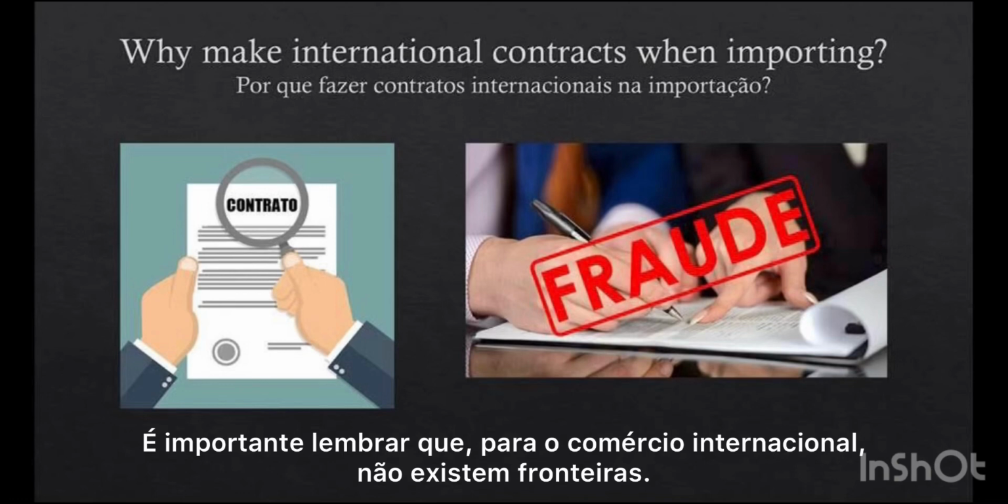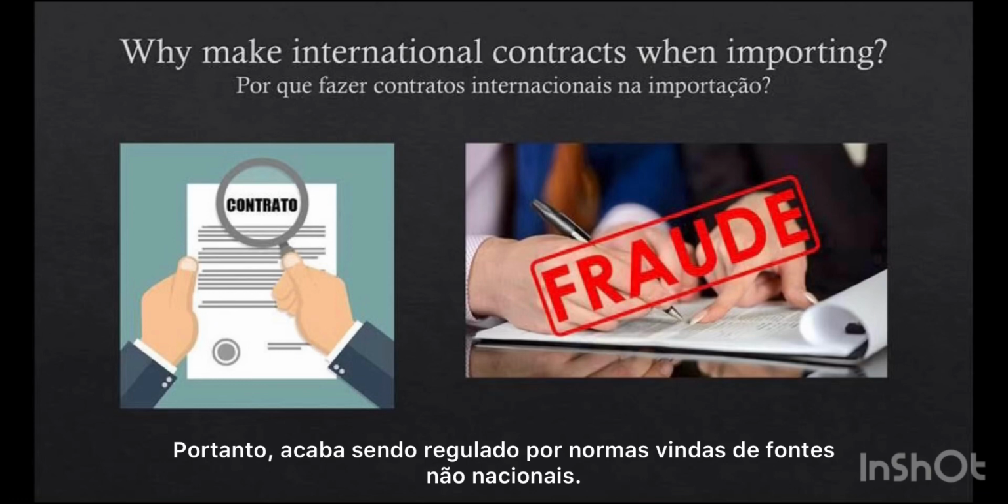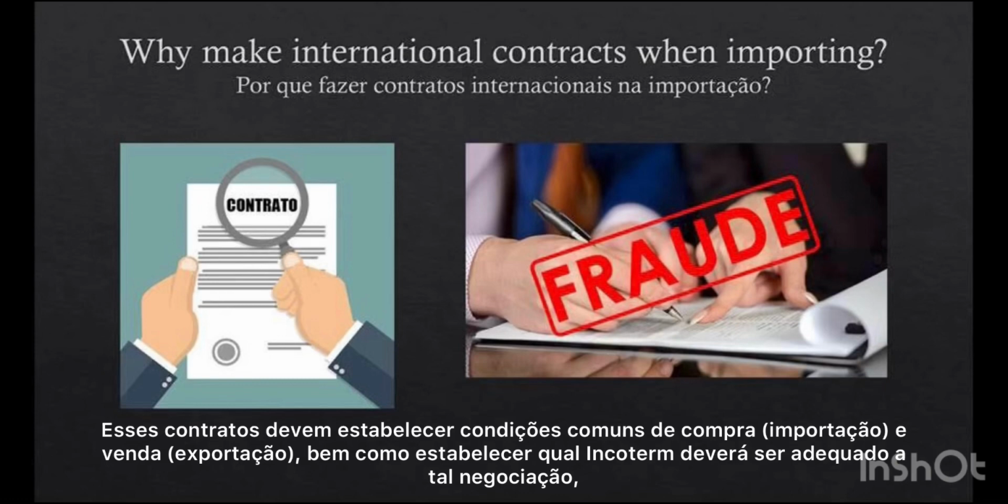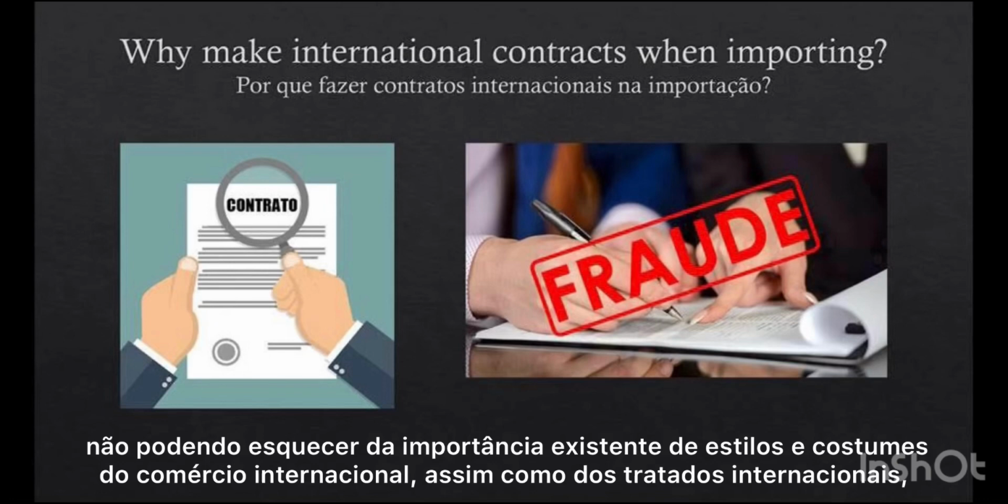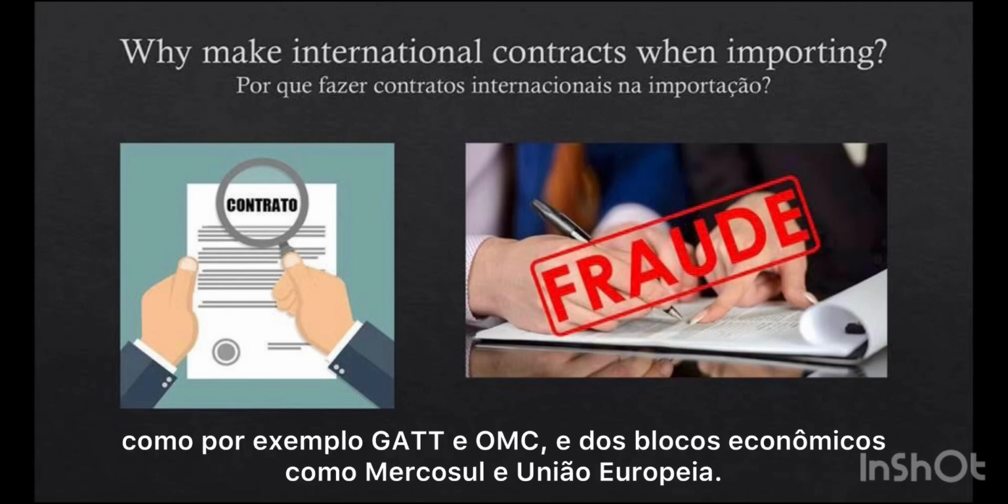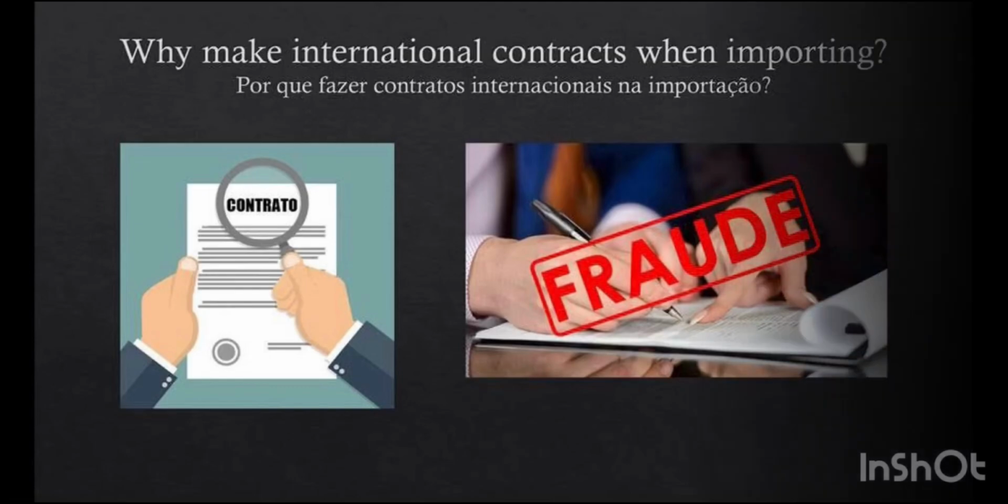It's important to remember that for international trade there are no borders. Therefore, it's regulated by rules that come from non-national sources. The contract should establish common buying (import) and selling (export) conditions, as well as establish which income terms should be adequate to such negotiation. And we cannot forget the importance of international trade styles and customs, as well as international treaties such as GATT and WTO, and economic blocs such as Mercosur and the European Union.